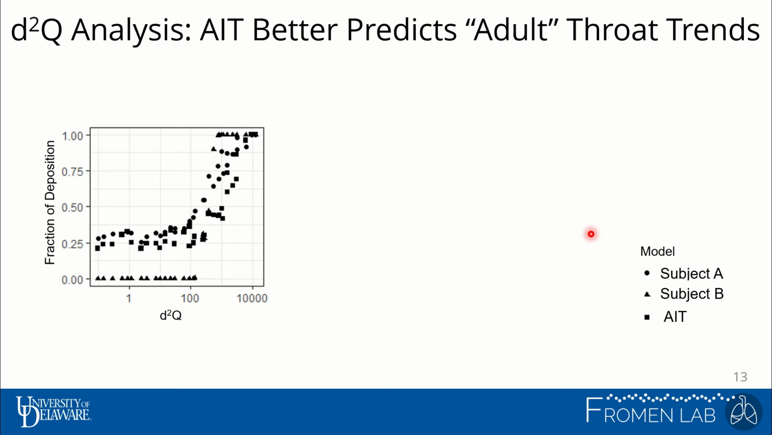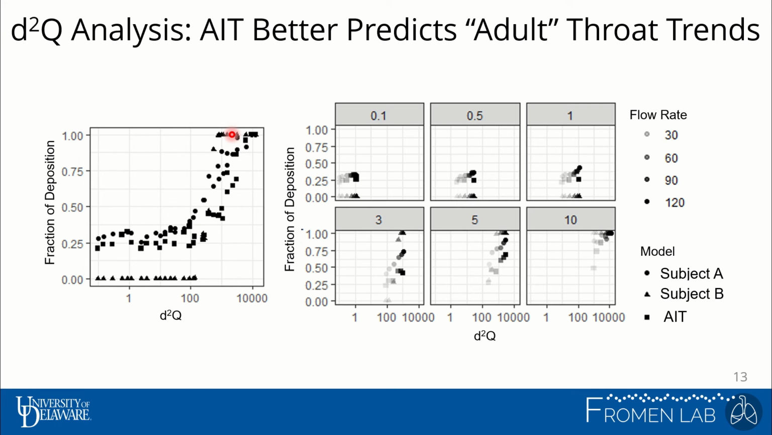Besides those individual trends of diameter and flow rate, it's easy to visualize the comparison between these models using a graph of d squared q versus the fraction of deposition. So if we look at the Alberta idealized throat as squares and subject A as circles, we can see that there is overlap between those two models, more so than there is in comparison to subject B, which has significantly more variation.